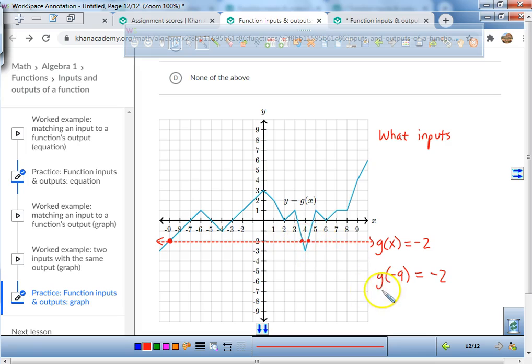This one's kind of tricky. What do you guys think on this one? G of what? 3. I'm going to put 3.7. Looks like it's about equal to -2. And then maybe g of 4.2. So technically, all these answers are at where y is equal to -2. All right? So that's what it's kind of looking for.